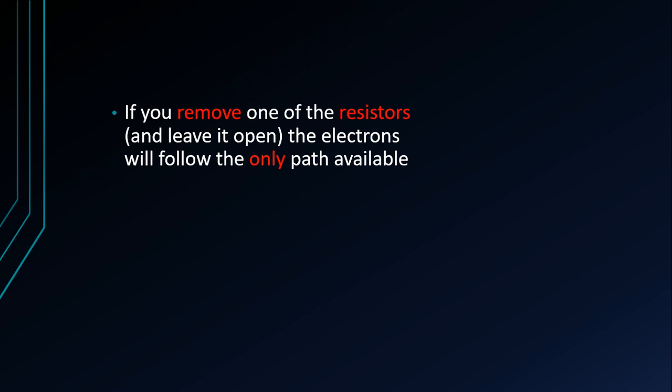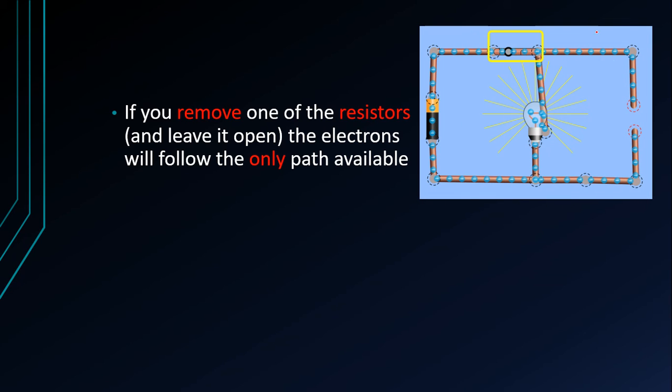If you remove one of the resistors and leave it open, the electrons will follow the only path available. So for example, here's a parallel circuit. Here's our battery. Here it's closed. So the electrons are flowing out of the circuit. They're able to go through this light bulb, but the light bulb has been removed over here, so the electrons can't go through. So they're all going through that light bulb.